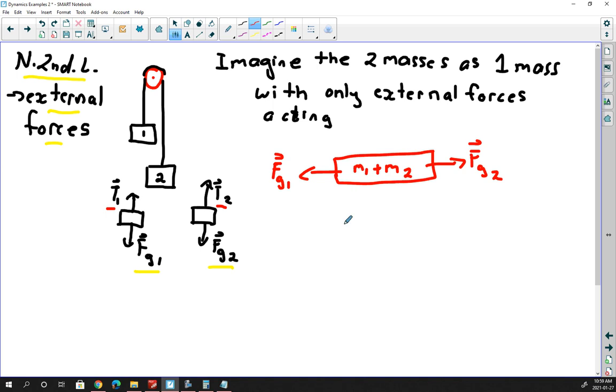And then write F net equals ma for it, right? Well, that would be force of gravity 1 plus force of gravity 2 is equal to the new mass, which is the two of them added together.